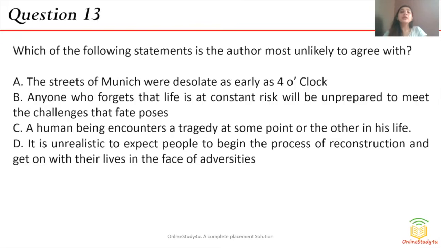Which of the following statements is the author most likely to agree with? That the streets of Munich were desolate as early as 4 o'clock. Anyone who forgets that life is at constant risk will be unprepared to meet the challenges that fate possesses. A human being encounters a tragedy at some point or the other in his life. It is unrealistic to expect people to begin the process of reconstruction and get on with their lives in the face of adversity. So, most unlikely to agree with, right?